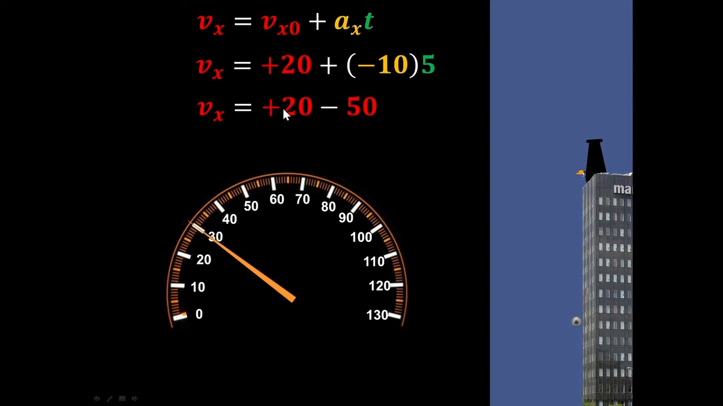This was its initial velocity. This is the change in velocity due to its accelerating for 5 seconds. And that's how fast it would be going in the down direction.